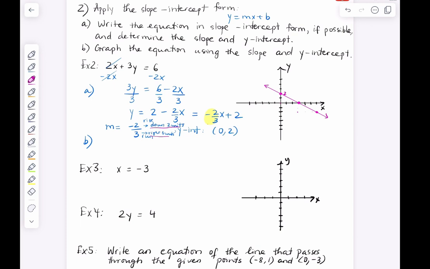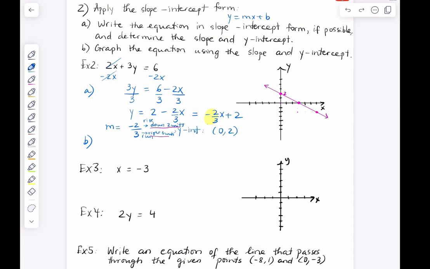All right, so example 3. Here we have x equals negative 3. So what's special about this one is it's missing a y variable. Whenever you see an equation that is missing one of the 2 variables, that means you're going to end up with one of the 2 special scenarios, which is either a vertical line or a horizontal line.